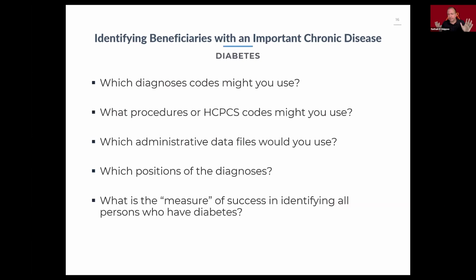But we want to identify people with some set of conditions or some condition. We may want to define a population. We may want to do various things. But we need to think about how we would do this in the first place. Which diagnosis code should we use? Do we use anything that falls in a particular category? What procedure codes might we use? We've talked about procedure codes or HCPCS codes. Are any of those relevant on their own or together with the diagnosis codes?